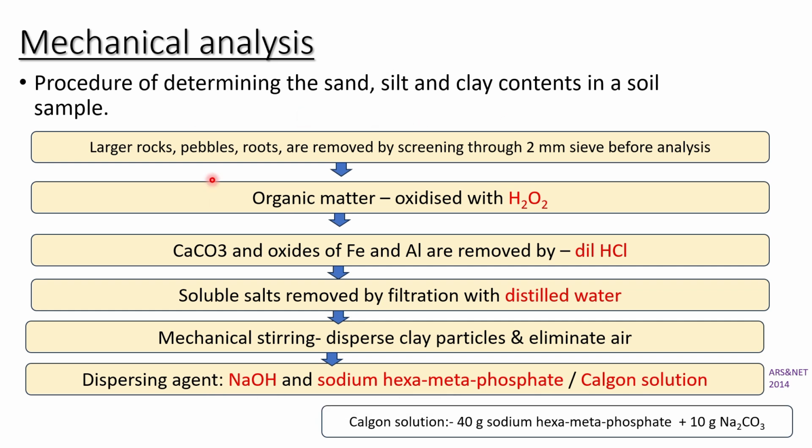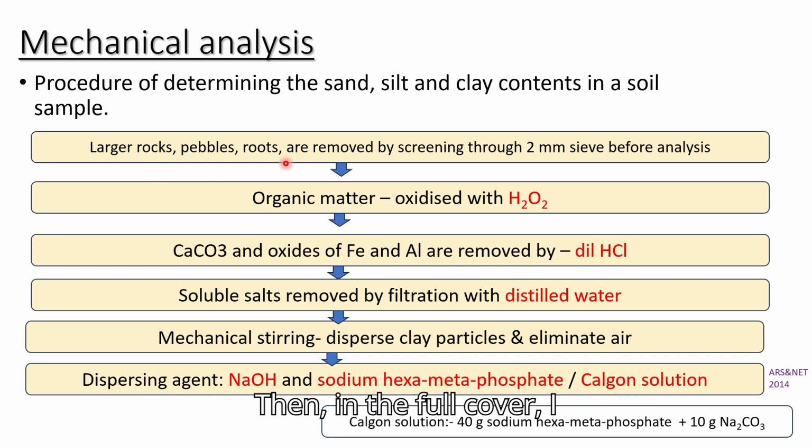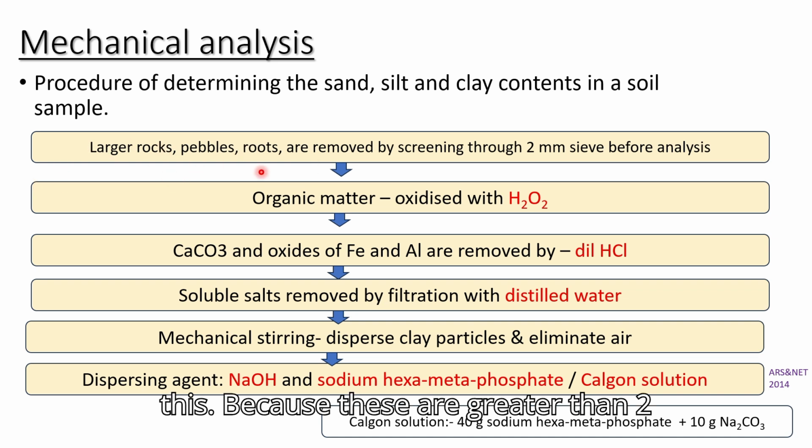So suppose I have a soil sample with me. In a polythene cover, I brought it from the field. So when I opened it, what can I see? I can see soil, large rock, pebbles, roots, etc. But I don't need these because they are greater than 2 millimeter diameter and we are not using them. We can't say waste, but we can't use it.